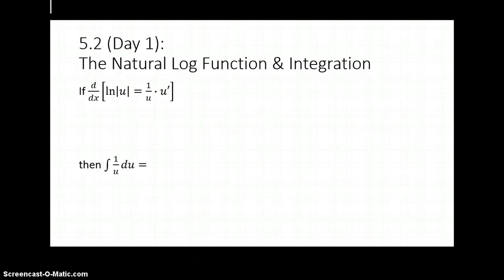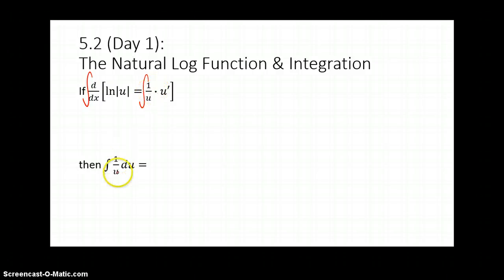Okay, 5.2, day 1, the natural log function and integration. So yesterday we developed the techniques to derive the natural log function. And we said the derivative of the natural log of u, or the absolute value of u, was 1 over the expression times the derivative of the expression.